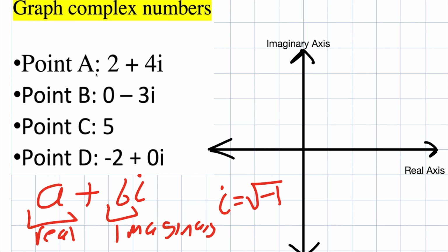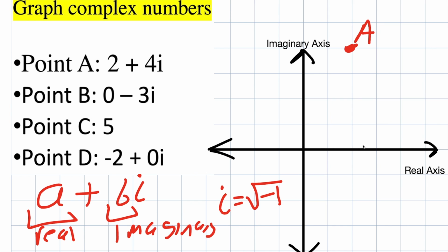So point A says it's 2 plus 4i. So the real part is 2. So you're going to go right 2. 1, 2. And then the imaginary part is 4. So you're going to go up 4. So we went right 2, 1, 2. And then we went up 4. 1, 2, 3, 4. So this point right here would be our A term.